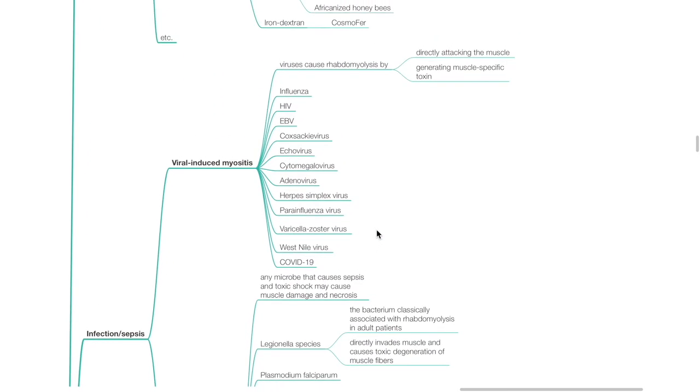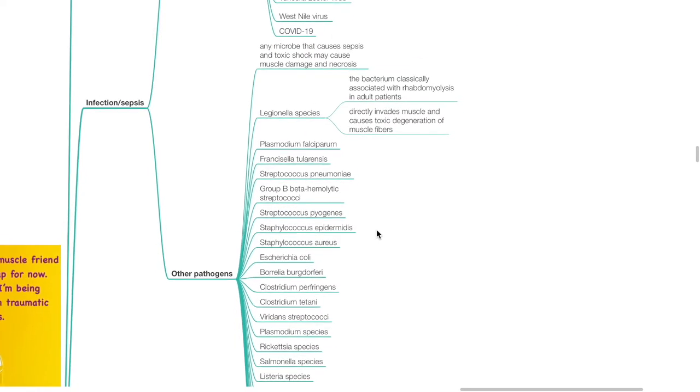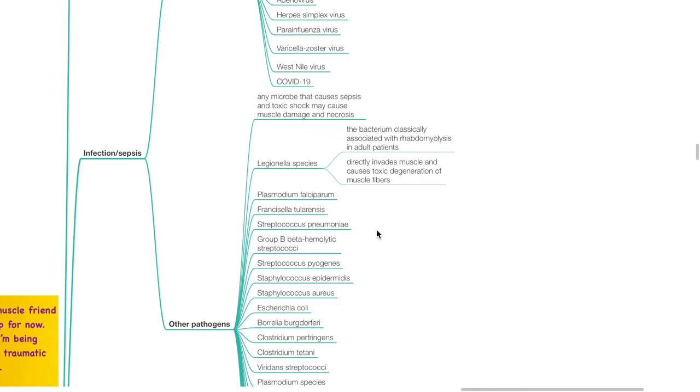Viral-induced myositis can be caused by influenza, HIV, EBV, Coxsackie virus, echovirus, cytomegalovirus, adenovirus, herpes, parainfluenza, varicella zoster, West Nile, and COVID-19. Viruses cause rhabdomyolysis by directly attacking the muscle or by generating muscle-specific toxin. Other pathogens that can cause rhabdomyolysis include any microbe that causes sepsis and toxic shock. The Legionella species are the bacterium classically associated with rhabdomyolysis in adults. They directly invade muscle and cause toxic degeneration of muscle fibers.